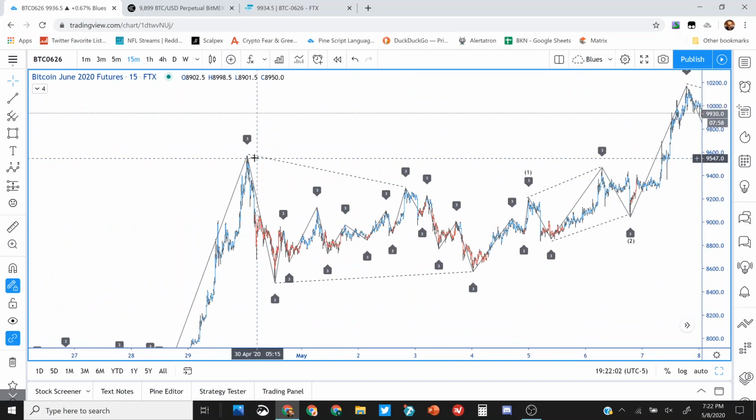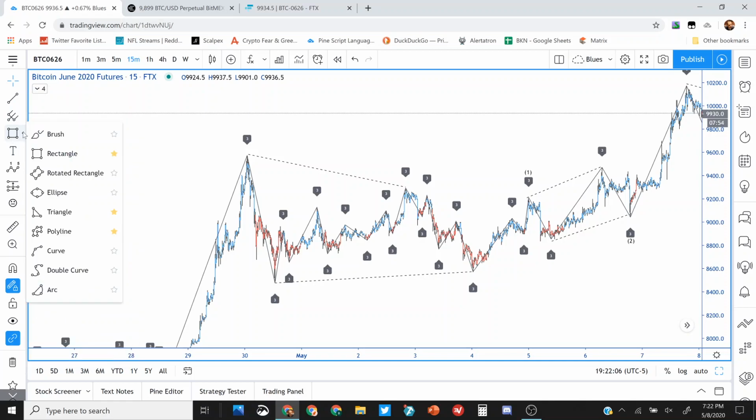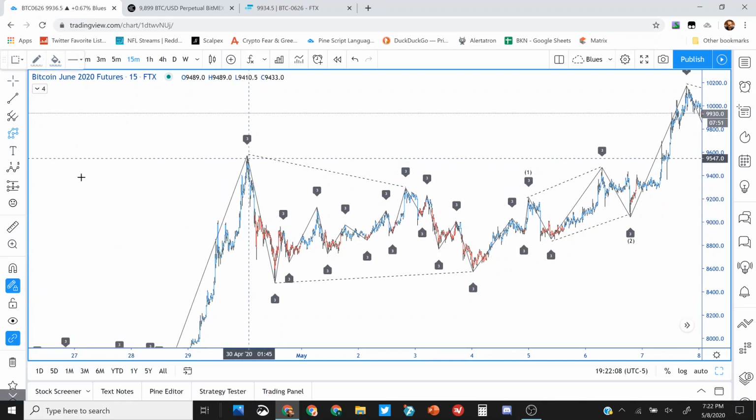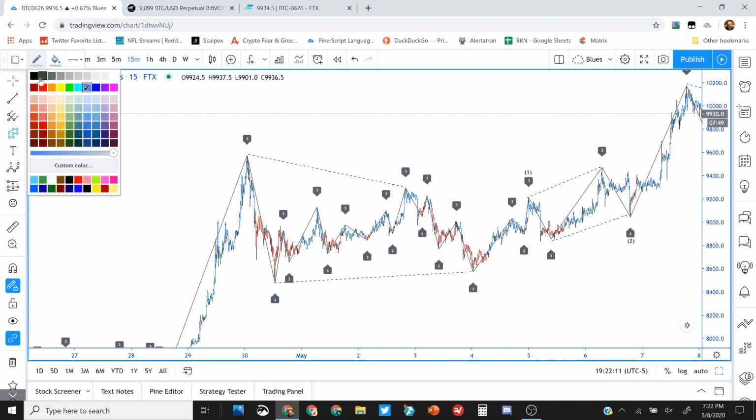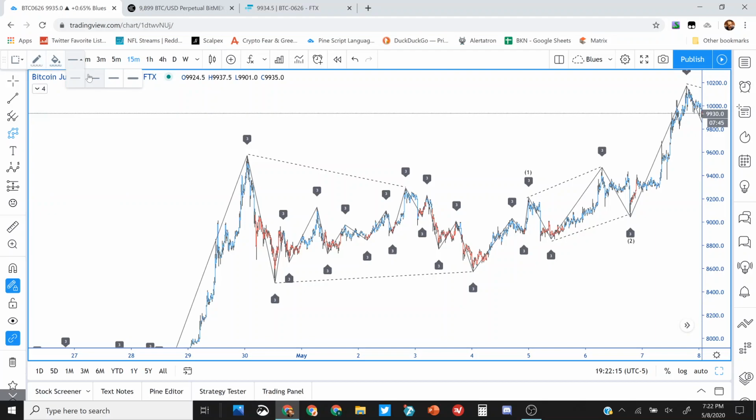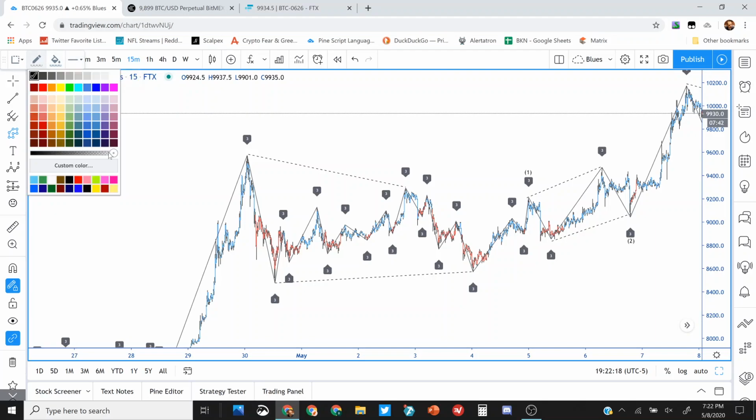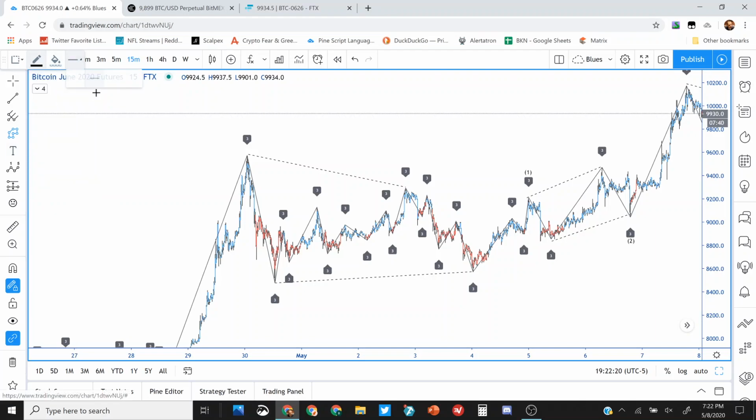So you can see back here, let me grab a polyline, make it pretty thick here so it's nice and visible. So we had the impulse up. This is the first move down. We had the flip here, giving us a pivot.